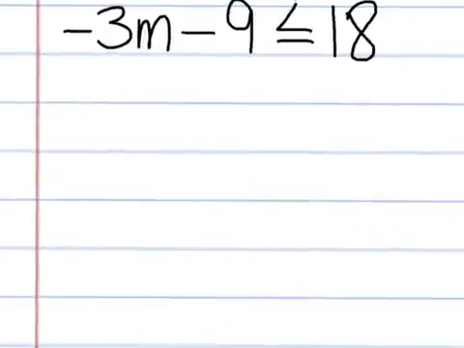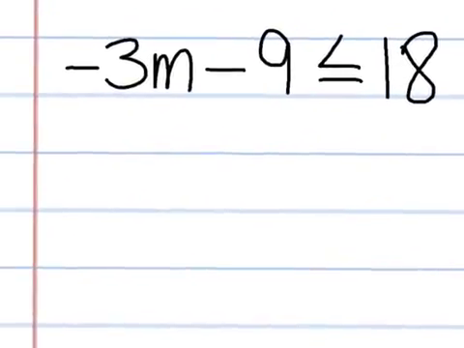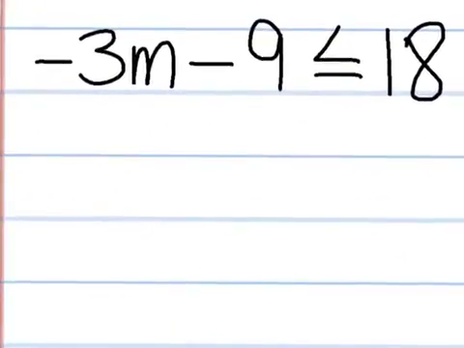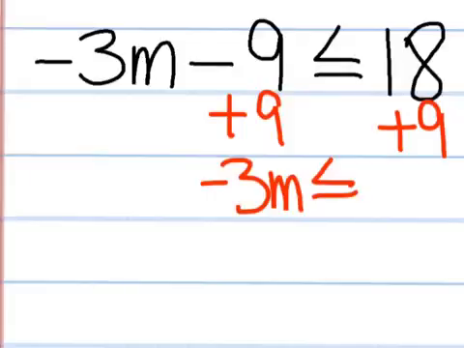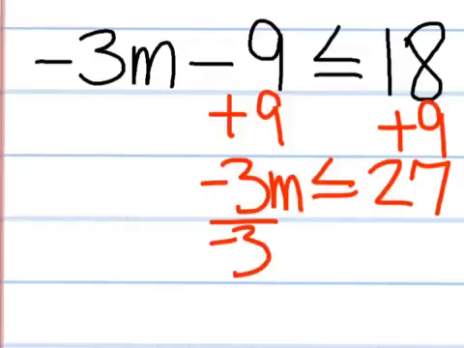Okay, for example 2, this time it's going to be a little bit different. We're going to solve it like we were doing before. What's the first thing we want to do? Plus 9. We want to add 9 to both sides. We get negative 3m on the left. We've got our less than or equal to sign. 18 plus 9 gives us 27. What's our next step? Divide by negative 3.